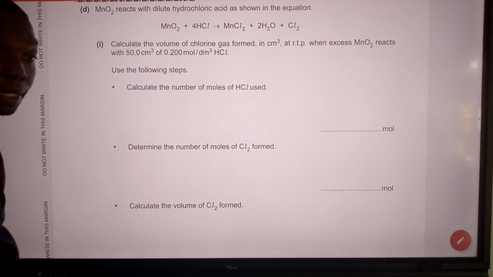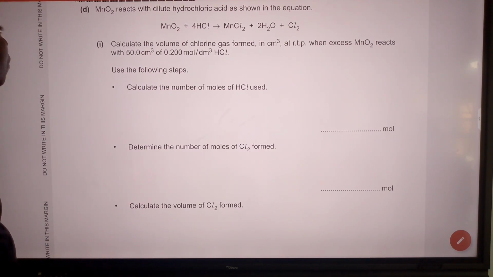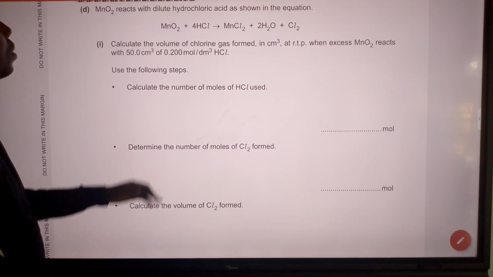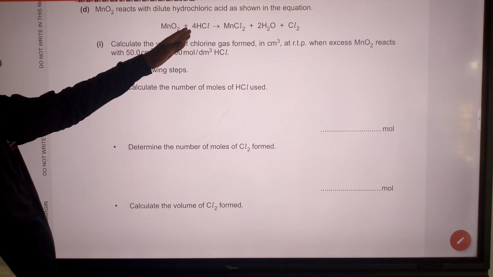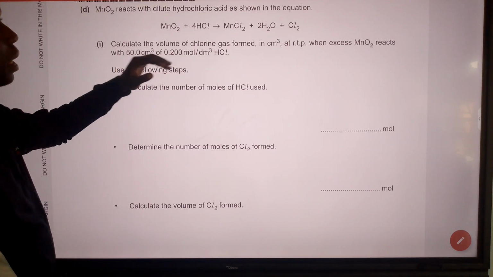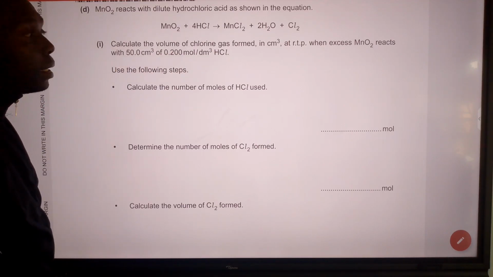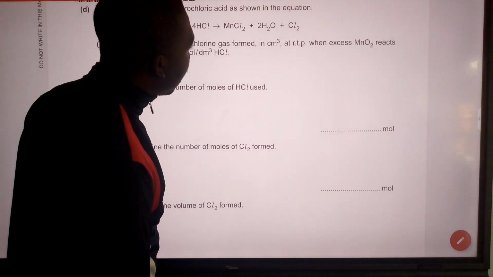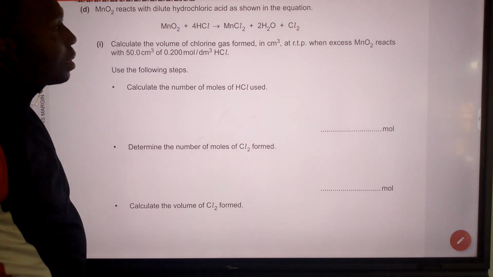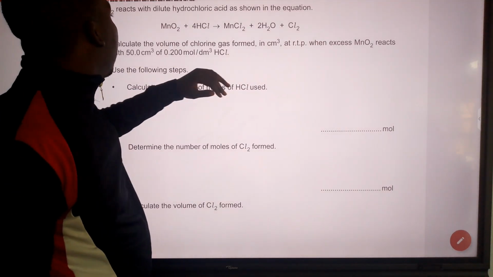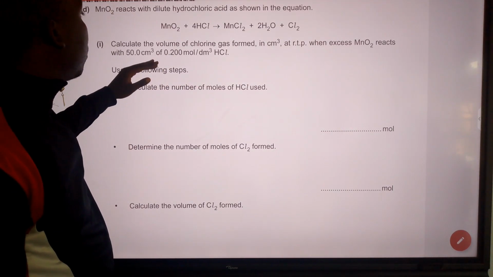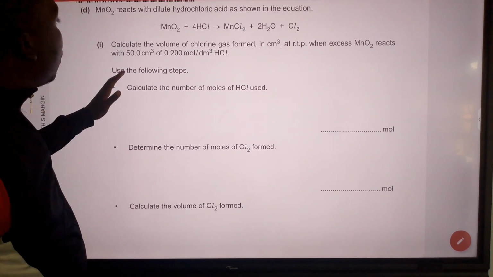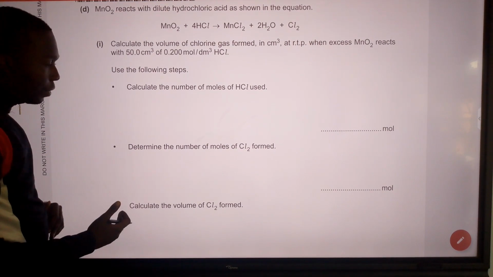Part D, the question reads: manganese(IV) oxide reacts with dilute hydrochloric acid as shown in the equation. So manganese(IV) oxide plus hydrochloric acid gives manganese(II) chloride, water and chlorine gas. Calculate the volume of chlorine gas formed in cubic centimeters at RTP when excess manganese(IV) oxide reacts with 50 cubic centimeters of 0.2 mole per cubic decimeter hydrochloric acid. Use the following steps. So I'm going to follow these steps.